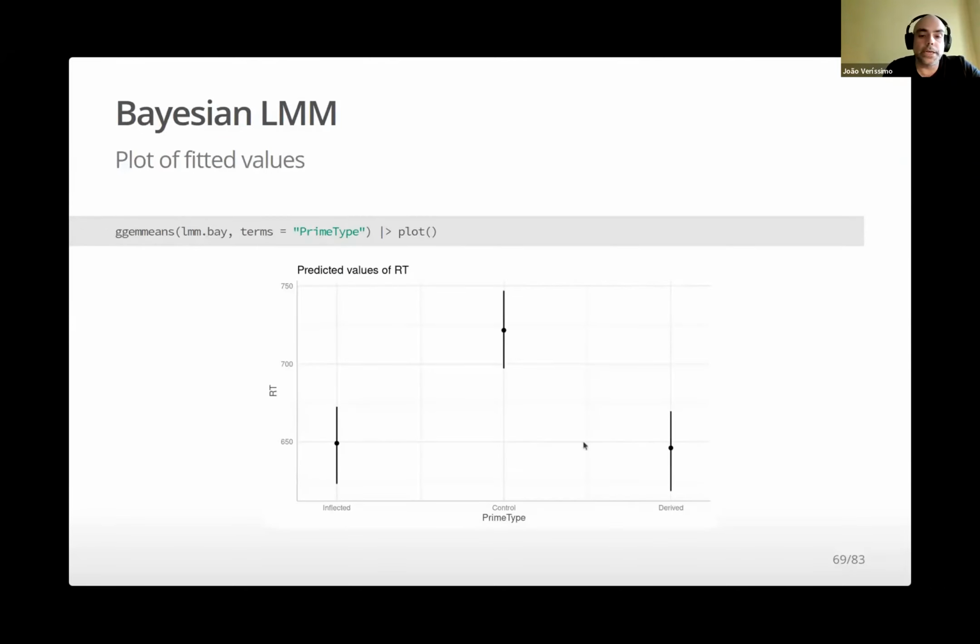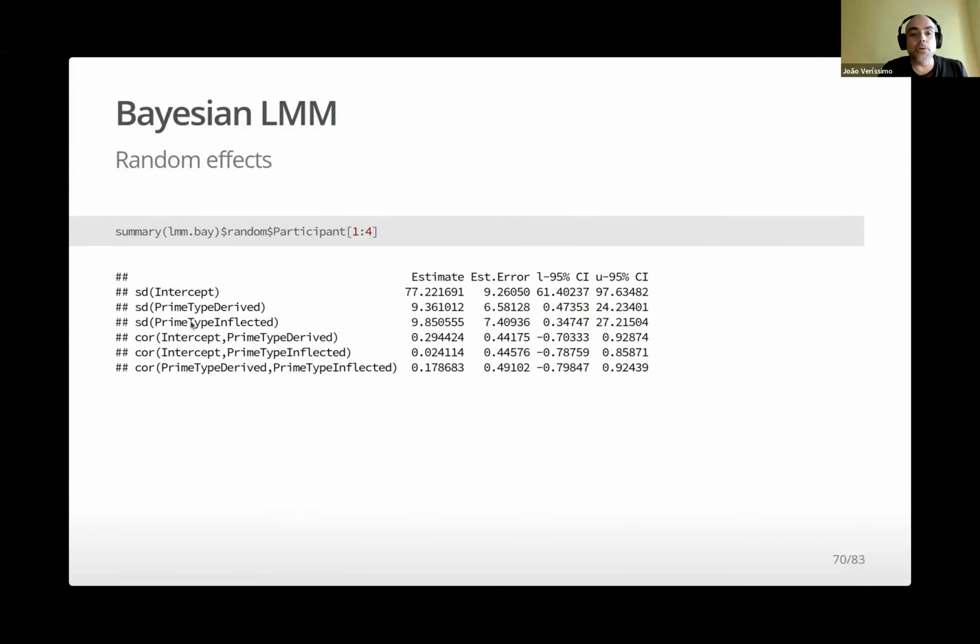We can actually plot the effects, and we see that these two conditions were much faster than the control condition using ggeffects. But what's more important is we can look at the random effects. And when we look at the random effects, what we see is that the correlations between the random intercepts and the random slopes, or between the two random slopes, are actually estimated at some value that is reasonable rather than this crazy 1 or minus 1. And in fact, they're not even large. This is a correlation of 0.2, this is a correlation of 0.17.